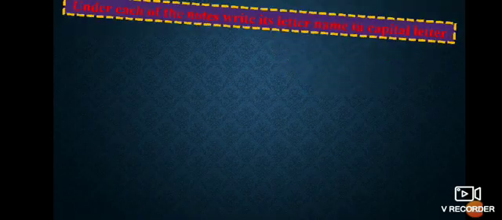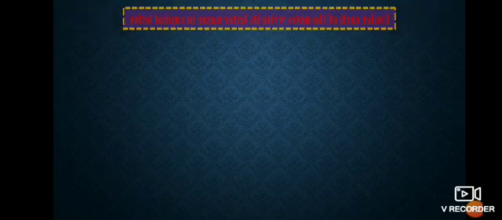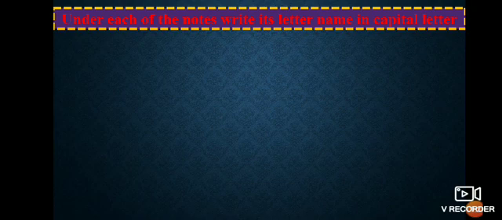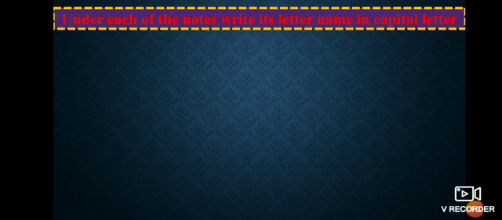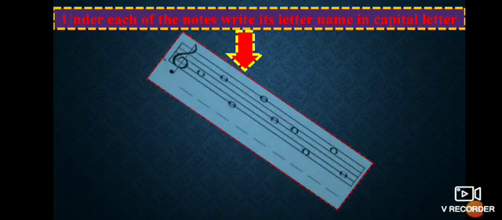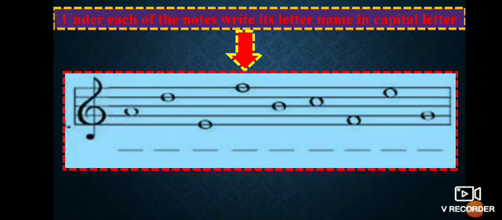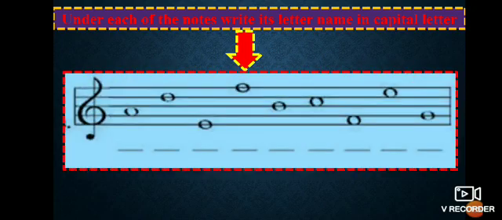Now, the classwork. Under each of these notes, write its letter name in capital letters. You can see the first one, the second one. This one is the treble staff. You have 9 notes there.